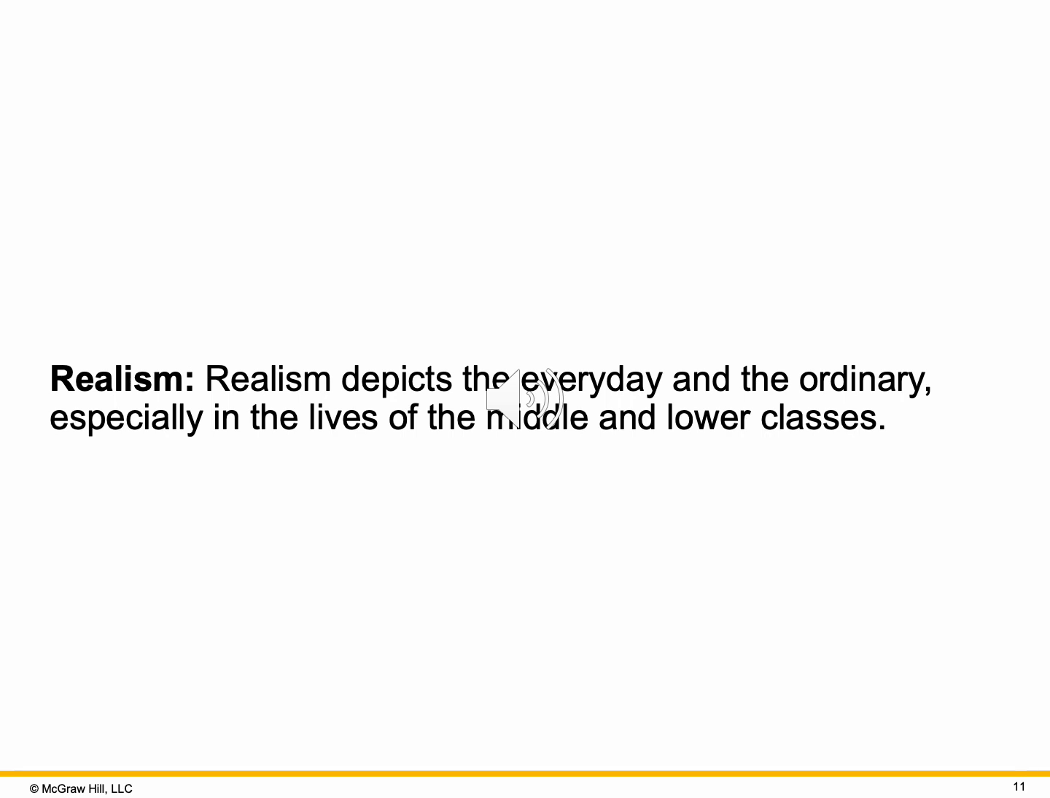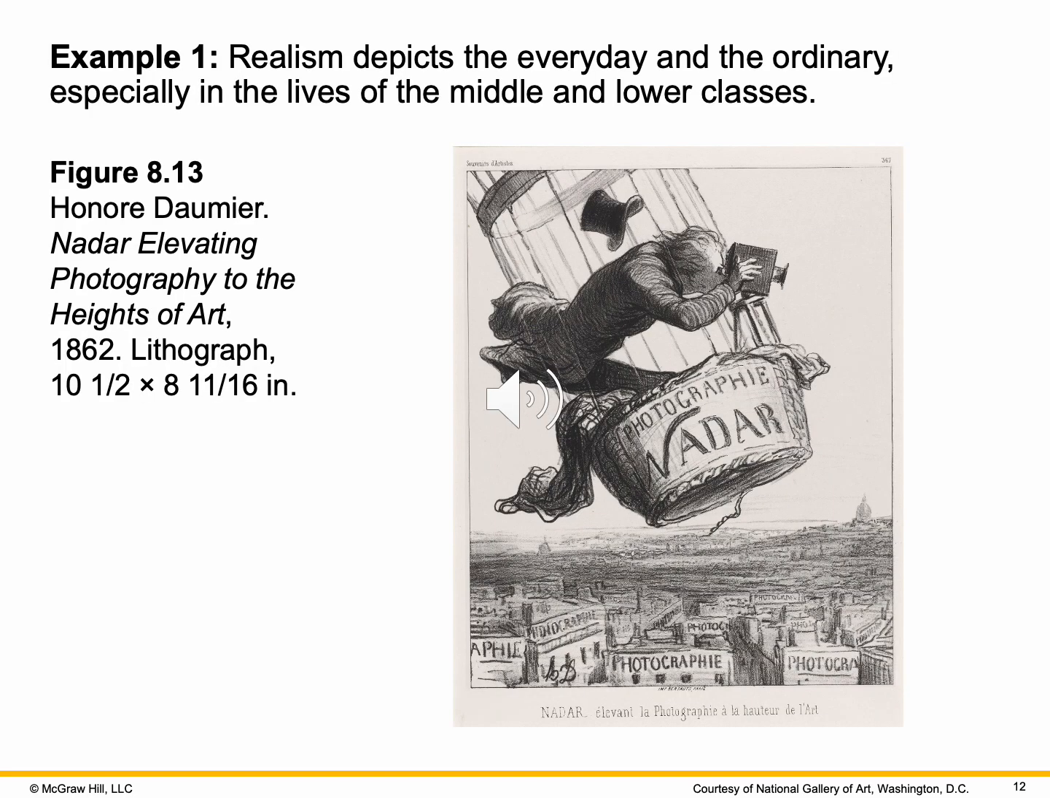Realism. Realism depicts the everyday and the ordinary, especially in the lives of the middle and lower classes. The first art movement to be born in the 19th century, realism was a reaction against both neoclassicism and romanticism. Realist artists depict the everyday life and the ordinary rather than the heroic, the historic, the awe-inspiring, or the exotic. Their works unmasked for art viewers the true lives of the middle class and the lower classes.